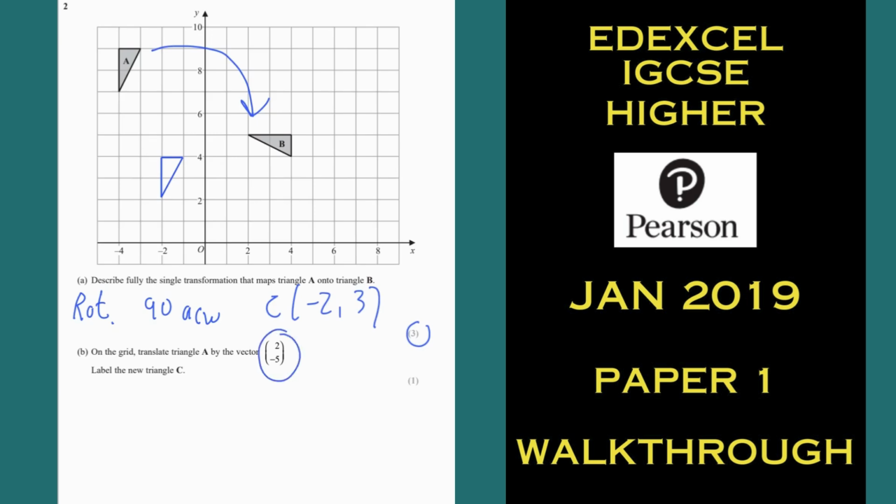Vectors. I always like to write it down. Top number means right and left. So it's right 2 because it's positive. It's down 5 because it's negative. So you do it one at a time. You could do all 3, or once you've done 1. So 1, 2 along, 1, 2, 3, 4, 5 down. You could then fill in the rest or do it one by one.